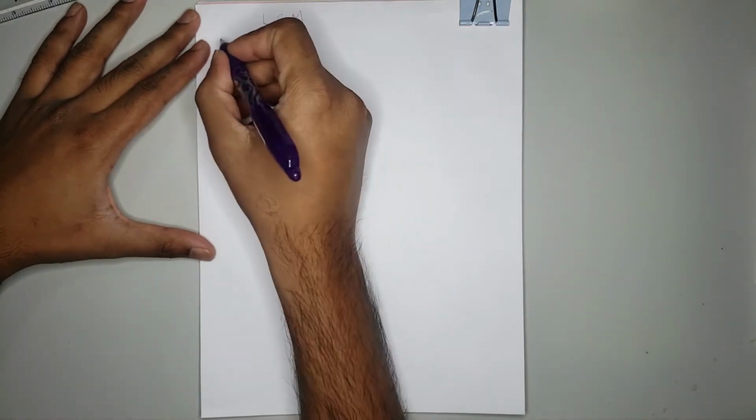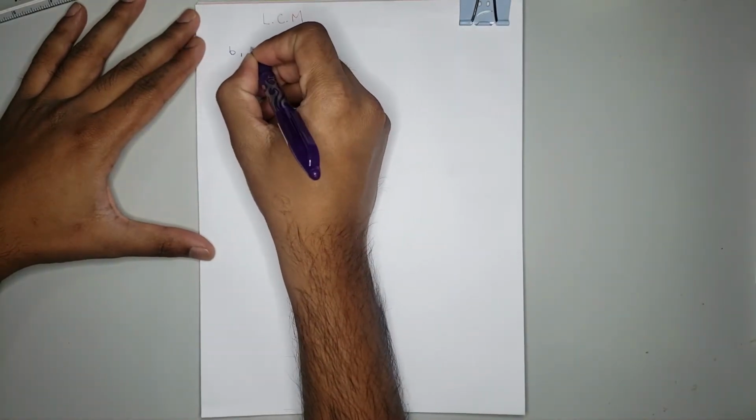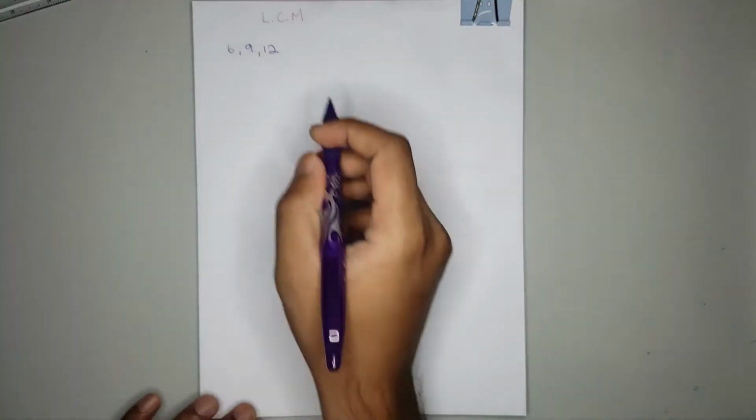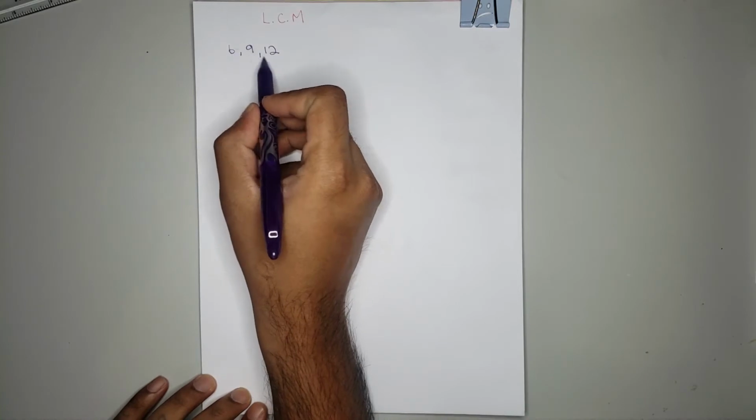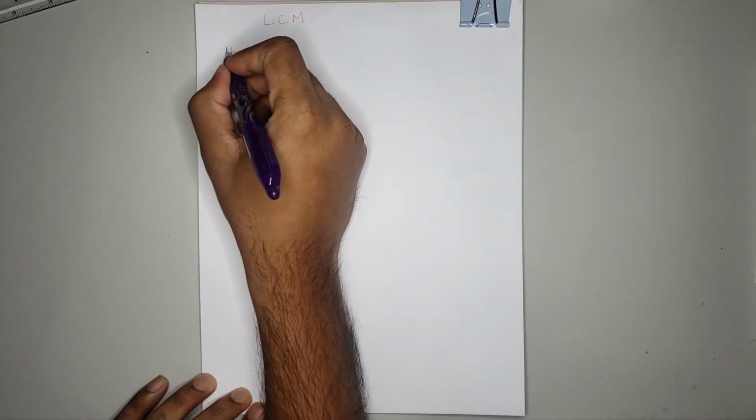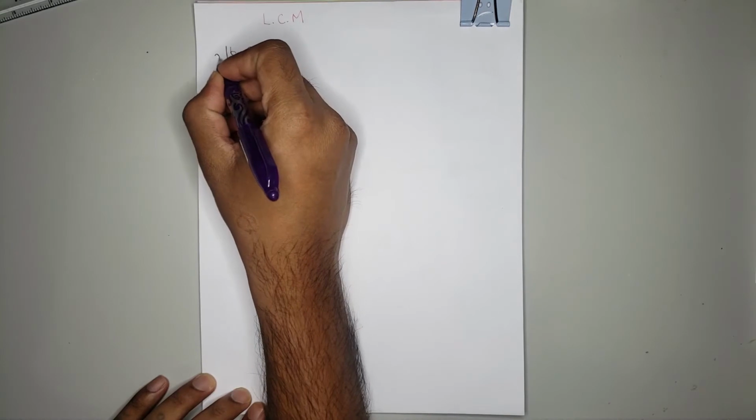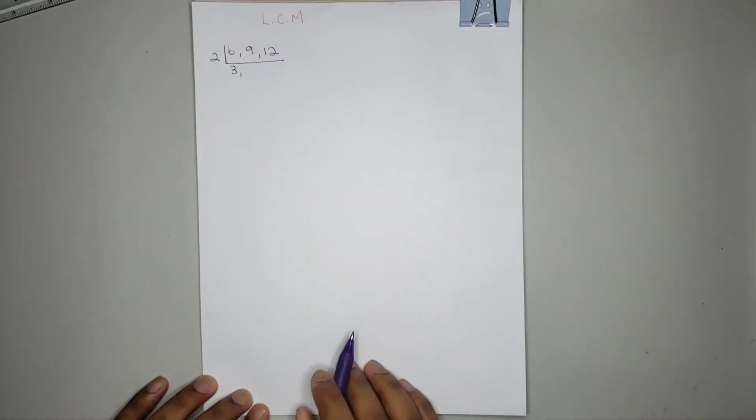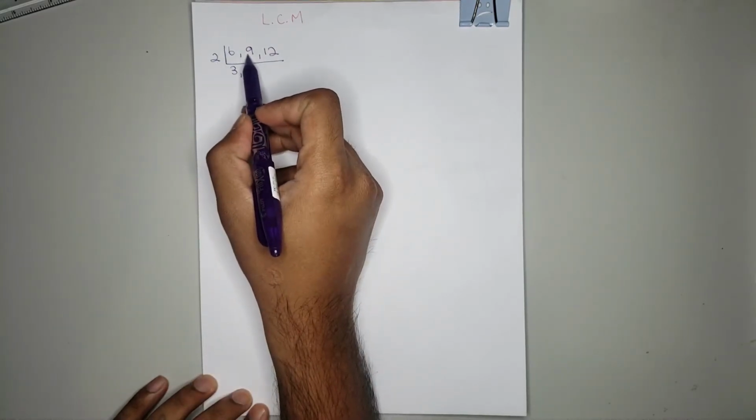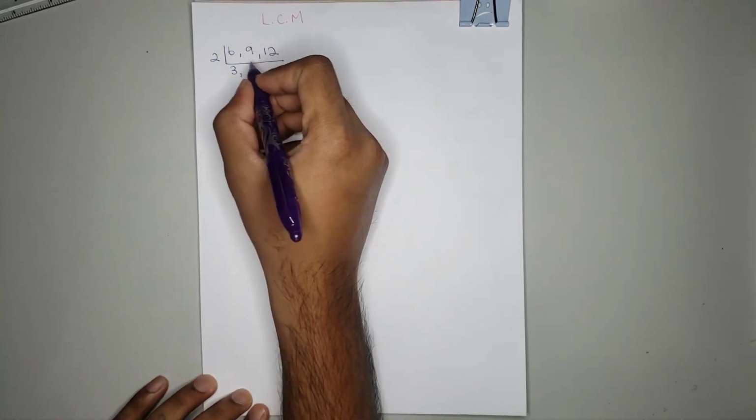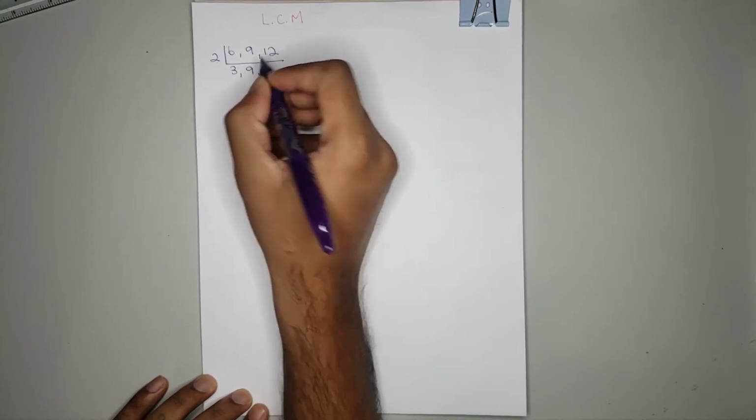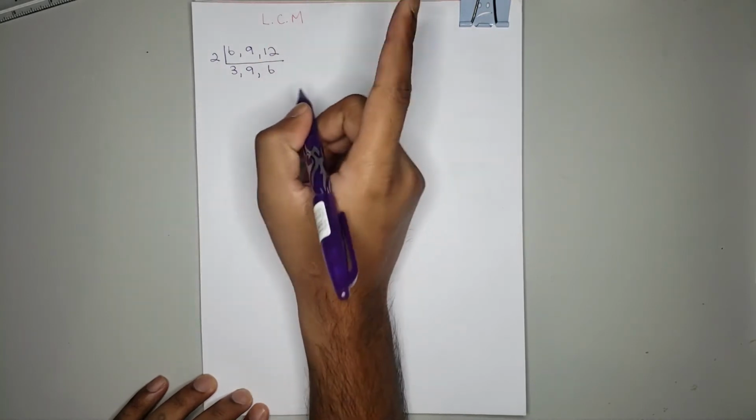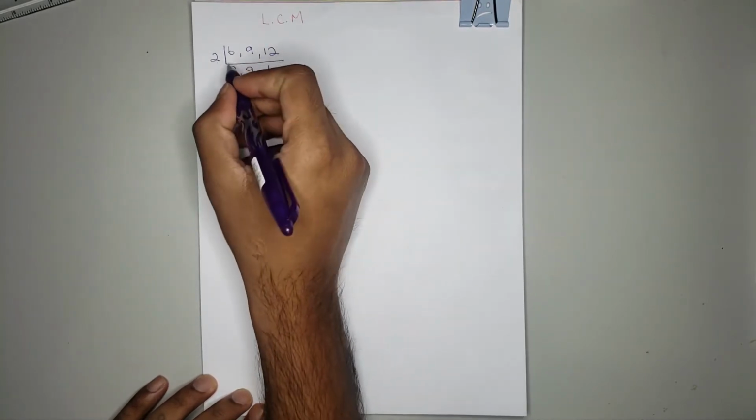So for example, we have 6, 9, and 12. You want to use numbers that could divide into these numbers without leaving a remainder. So for example, I'll try 2. We could say 2 could go into 6 3 times without leaving a remainder. 2 cannot go into 9 without leaving a remainder, so therefore I will write back the 9. We say 2 could go into 12 6 times without leaving a remainder, so therefore we put 6.